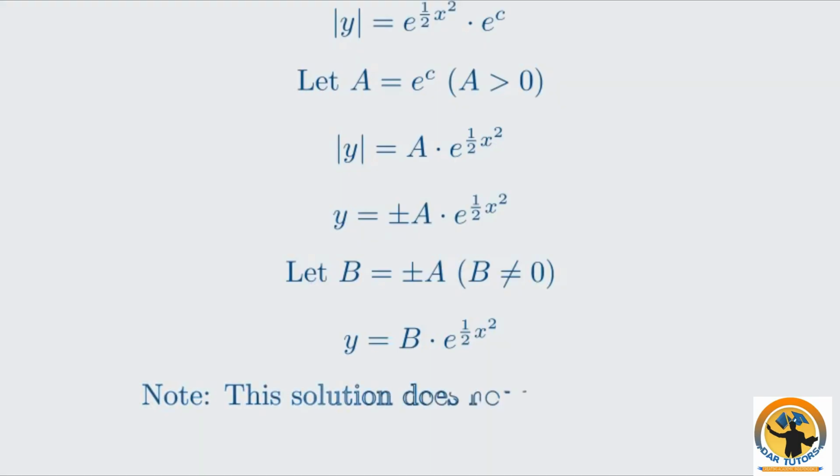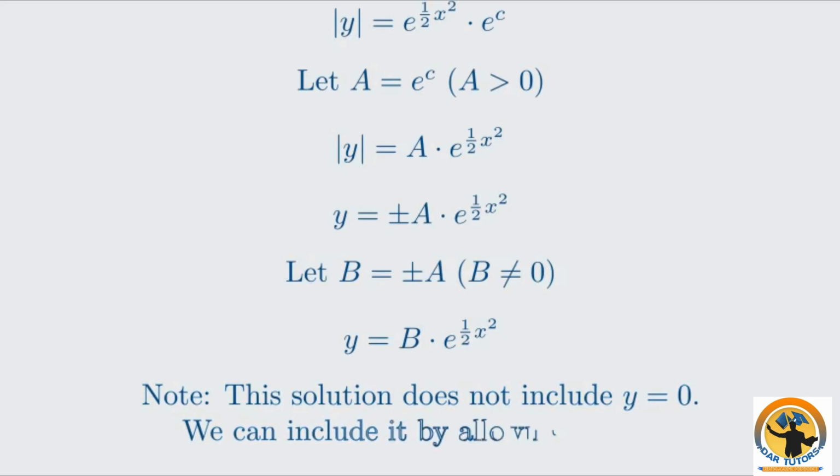any non-zero constant. It's important to note that this solution does not include the case y equals 0, which is a valid solution to the original differential equation. We can include it by allowing b to be 0. To recap, we successfully solved a separable differential equation by separating variables, integrating, and then solving for y to get the explicit general solution. This process is a cornerstone of solving these types of equations.